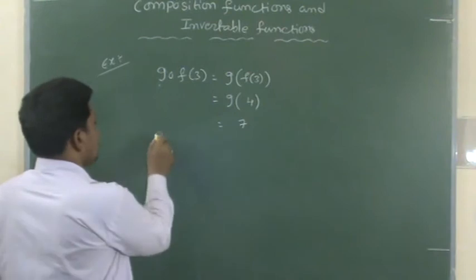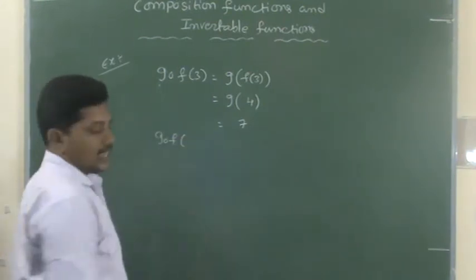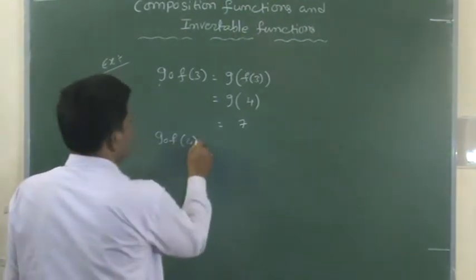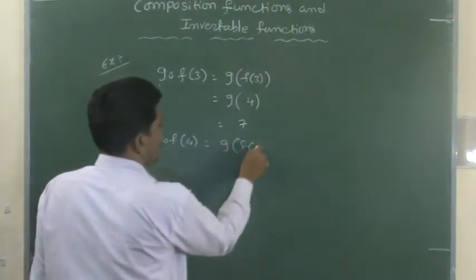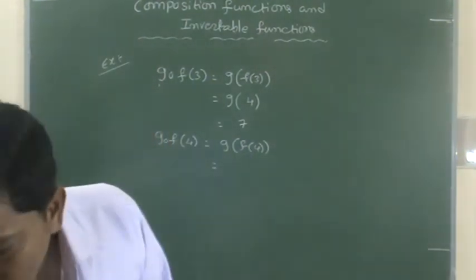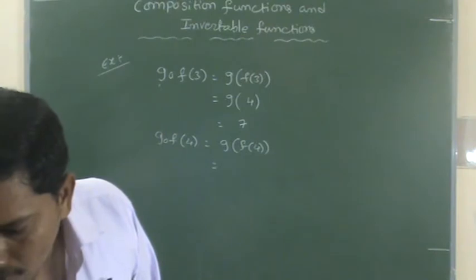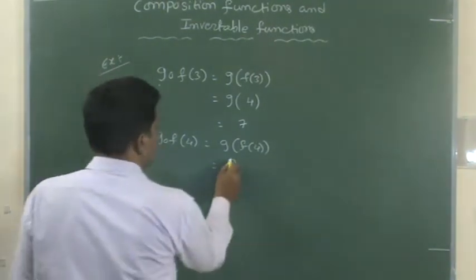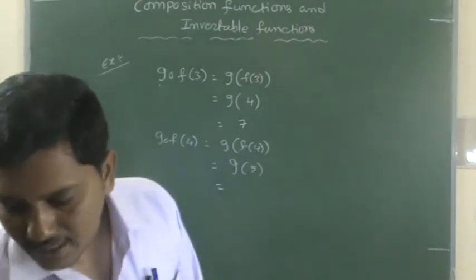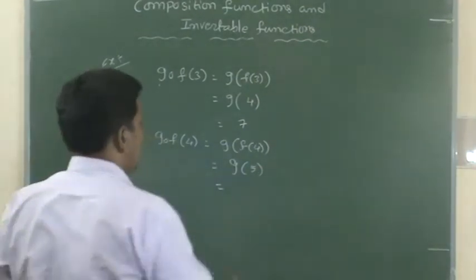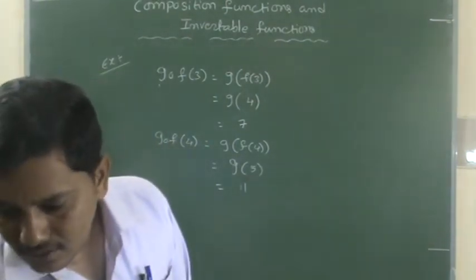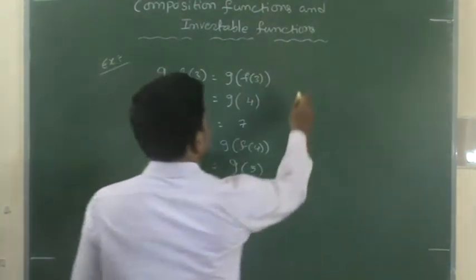In a similar manner, what about the next element, 4? Now G of f of 4. We have the definition. What is f of 4? F of 4 goes to 5 only. So G of 5. What about the G of 5 value? It is already given in the problem: G of 5 is 11.